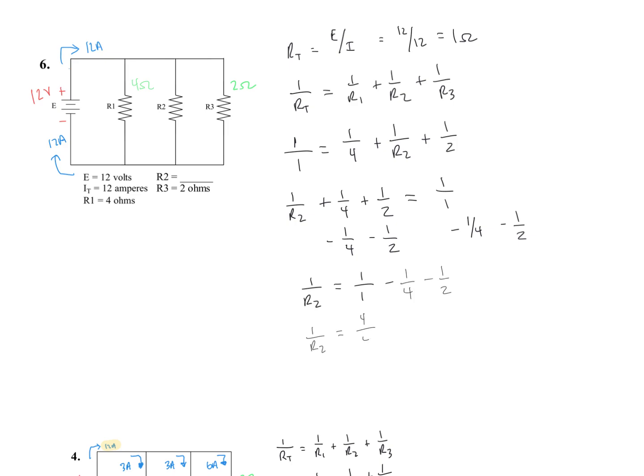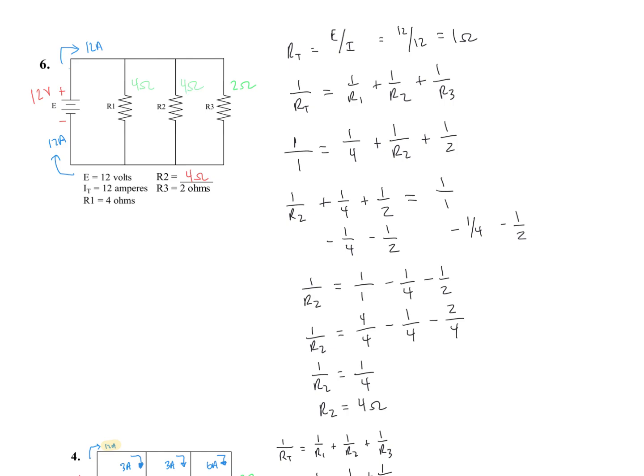So you get 4 over 4, 1 over 4, and then 2 over 4. And that's what? 4 minus 1 is 3. 3 minus 2 is 1. So you end up with 1/4. Then the reciprocal of that becomes R2 is equal to 4. 4 what? 4 ohms. Up here, 4 ohms. You now write that in there, 4 ohms.